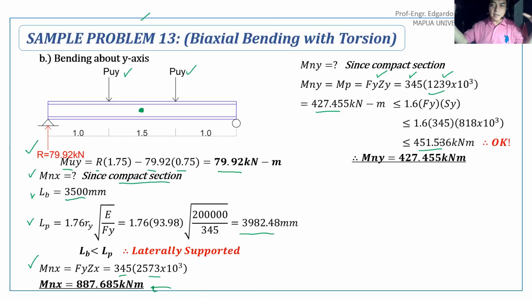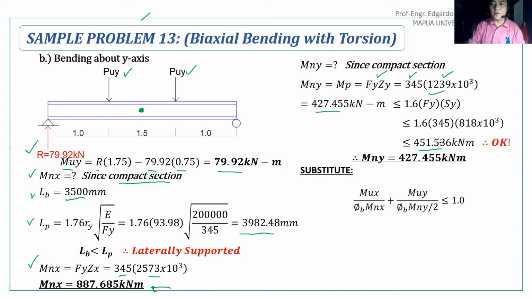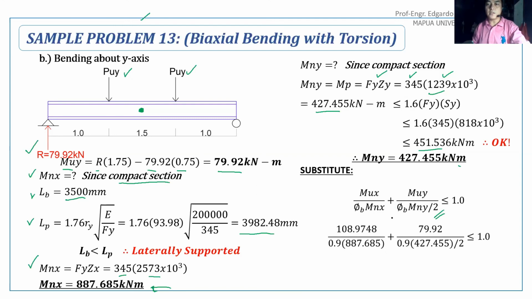Now, so we will just substitute everything in the interaction equation. Substitute everything. So yan, don't forget yung over 2 natin. So yung over 2 natin because of torsion. Tapos yung resistance factor natin for flexure is 0.9 pa rin. So substituting values, so yan lahat yan. And the value of the interaction equation turns to be 0.55 which is less than 1. So that means the given section for this beam is safe. No? Kasi it's less than 1.